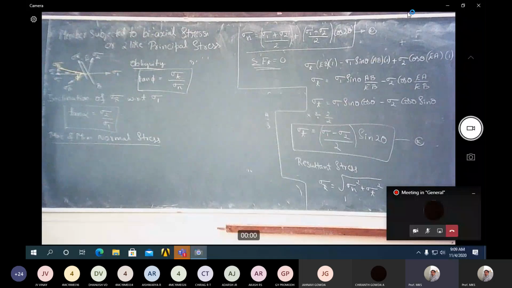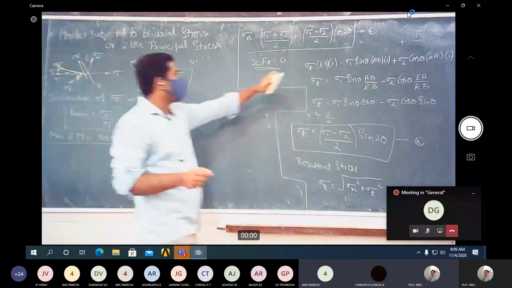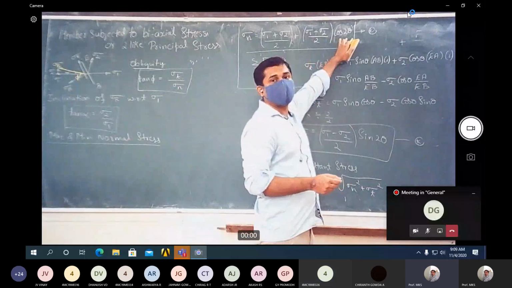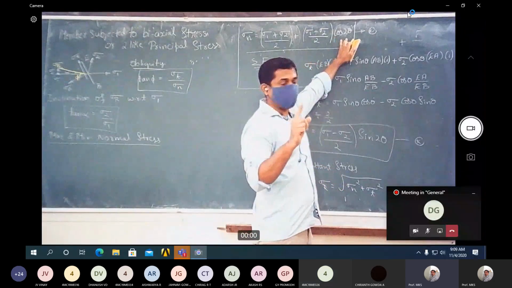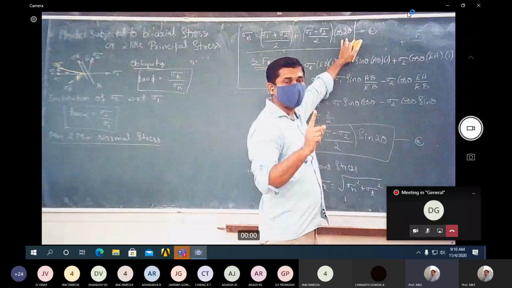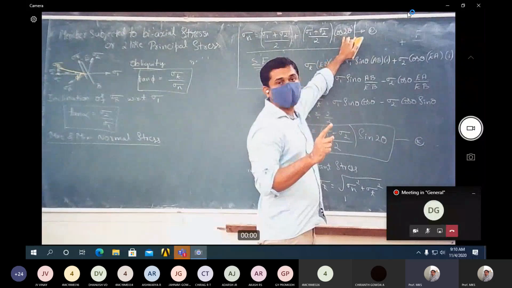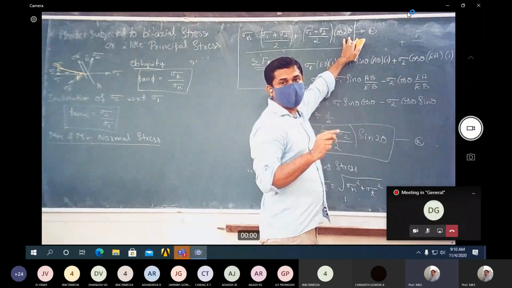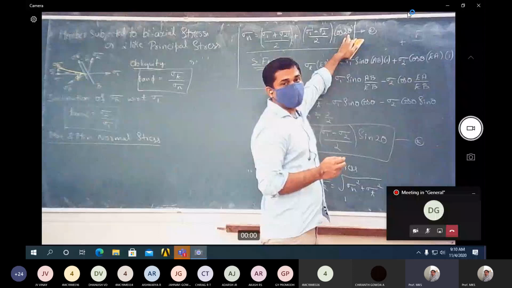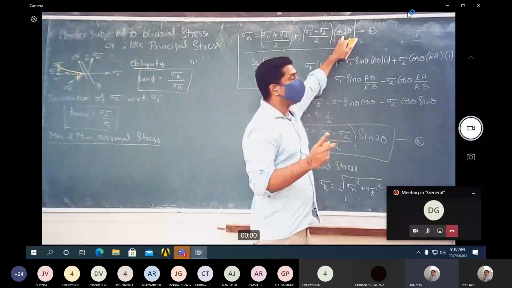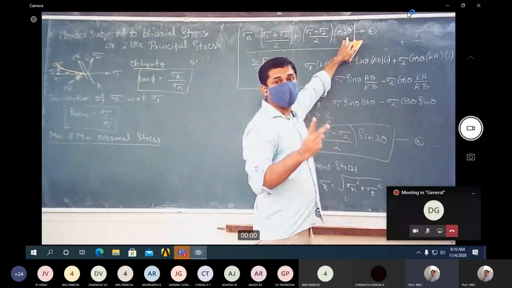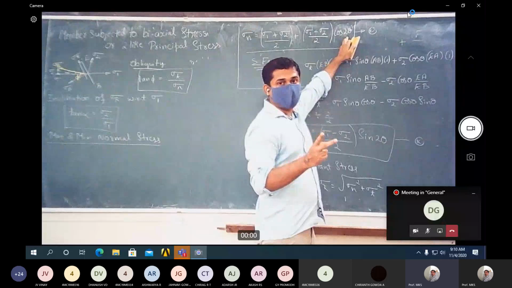When will it be maximum? When theta equals 0, cos theta should be equal to 1. For cos 2 theta to be 1, cos theta should be equal to 0 or it should be equal to 180 degree. So when I substitute theta equal to 0, I will get cos 2 theta as 1, or when I substitute theta equal to 90 degree, it becomes 180 degree, right?